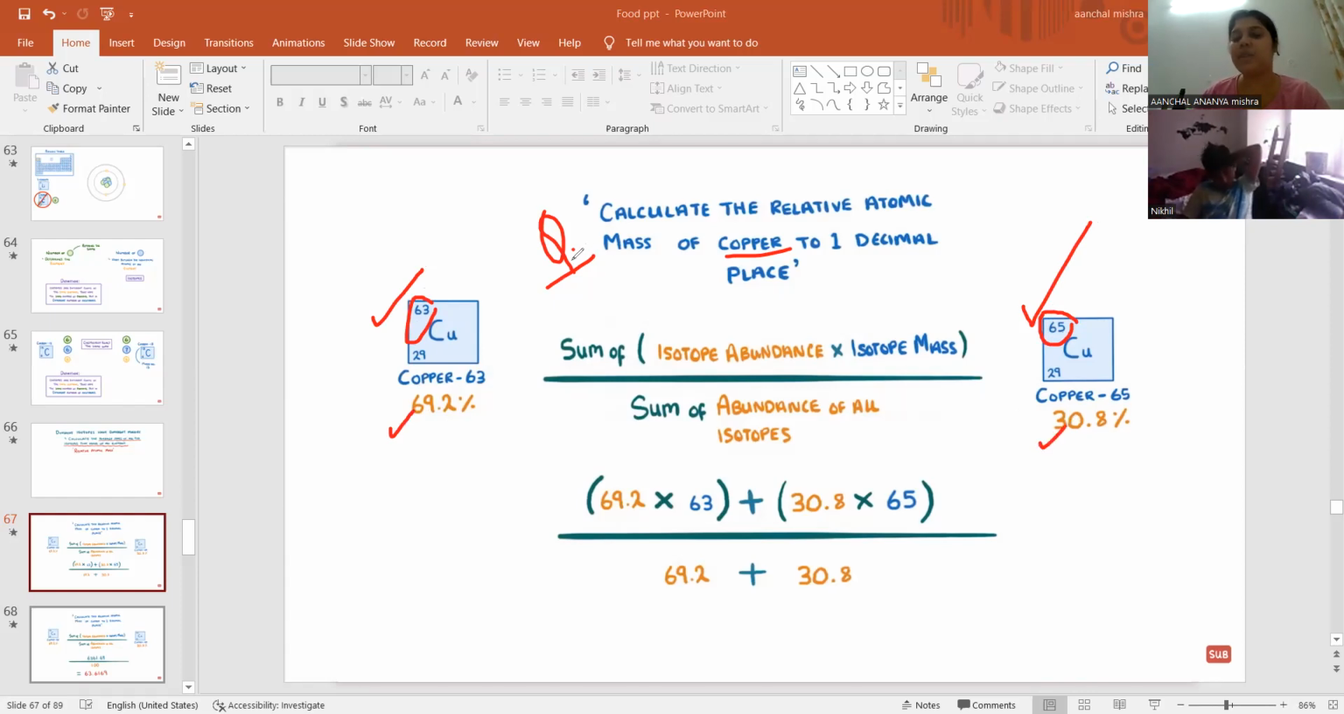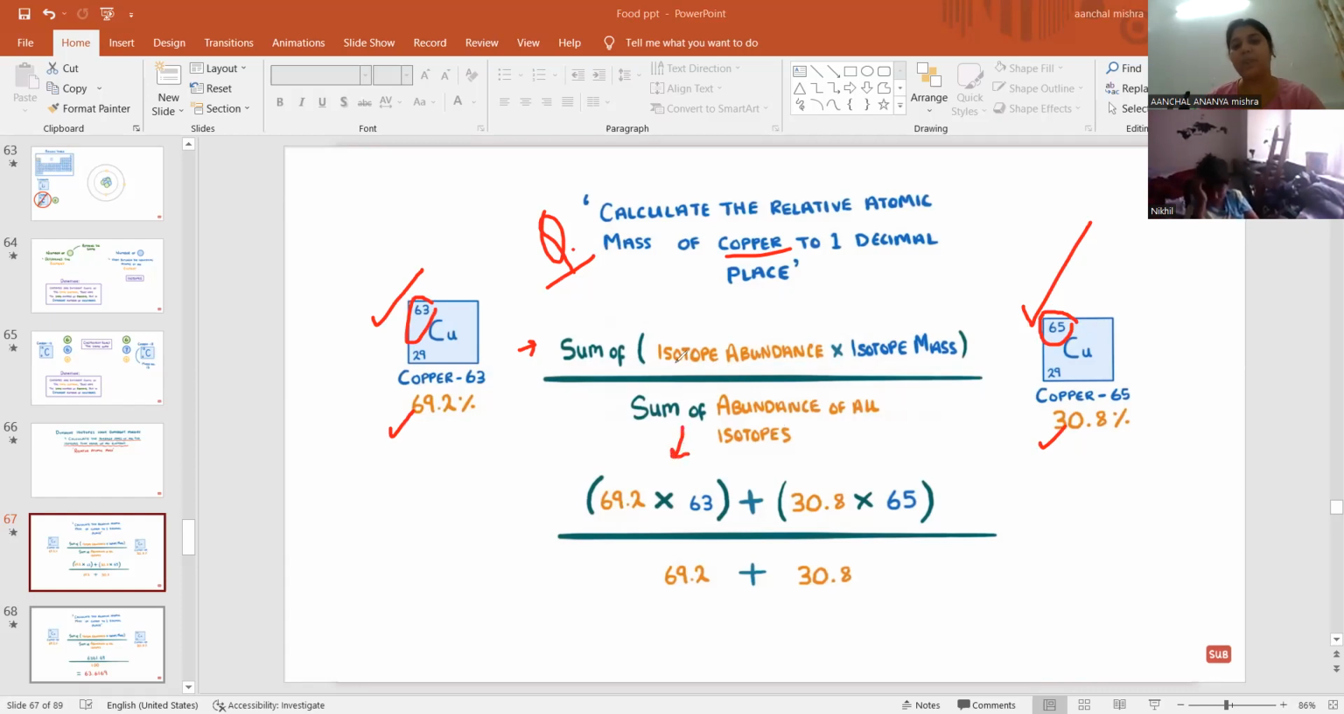So how will we calculate the relative atomic mass of this? This is the formula that we will use. What is this? This is the sum of isotope abundance times isotope mass of each element, divided by the sum of abundance of all the isotopes. So we will just substitute the numbers.